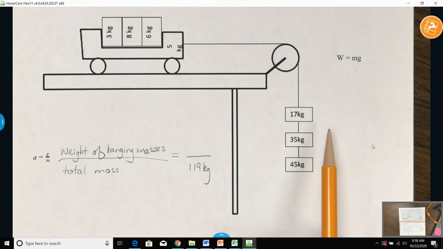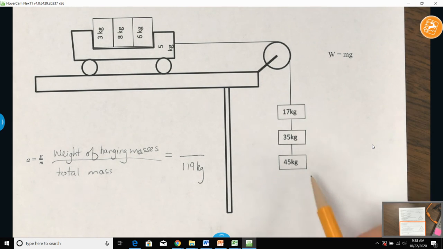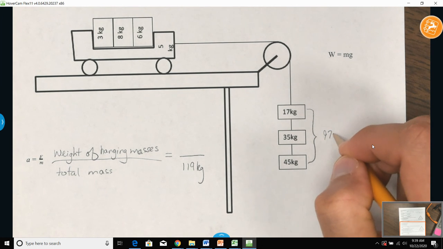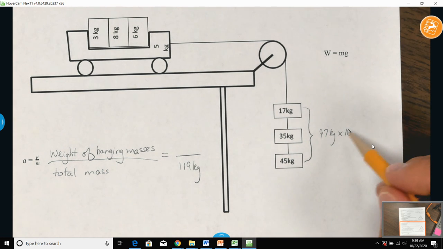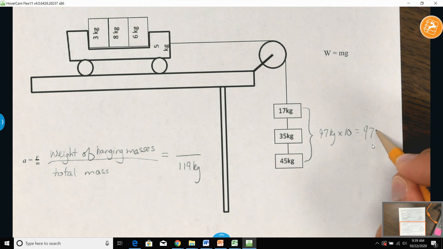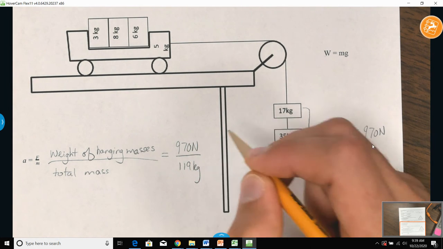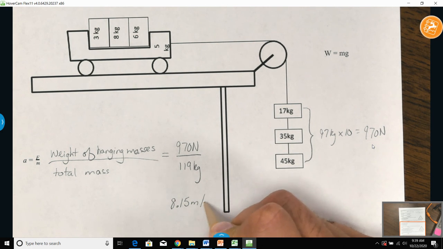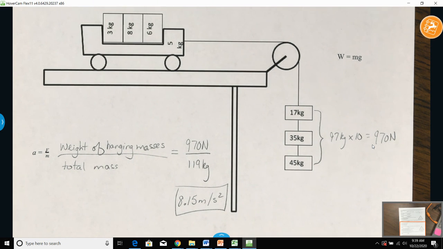And then the weight of the hanging masses. So the weight is equal to mass times gravity. These are all masses. I can take these times 10 individually, or if I just add these three together first, that would be 97 kilograms, which I can then do times gravity. And that comes out to be 970 newtons. So 970 divided by 119 is about 8.15 meters per second squared. Not too bad, right? Okay.